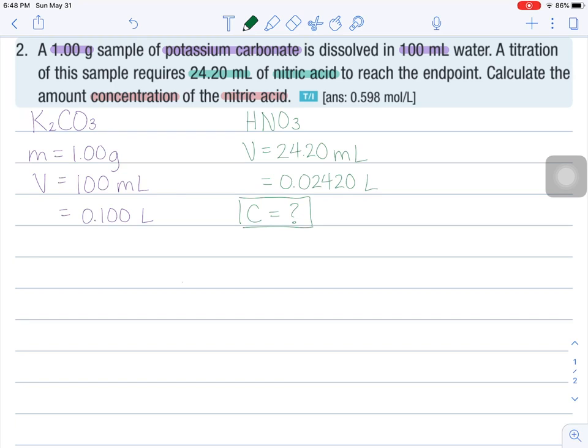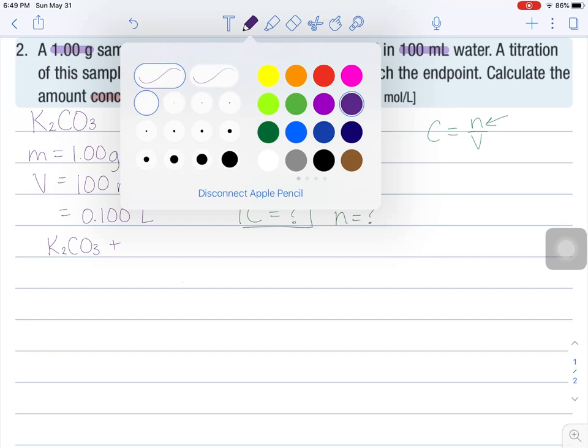Now, in order to calculate a concentration, I'm going to need to use number of moles divided by volume. And I have a volume but no moles, which means I need to figure out what my moles of nitric acid are. So I need that piece of information in order to solve my concentration. So I have potassium carbonate, which is going to react with nitric acid.